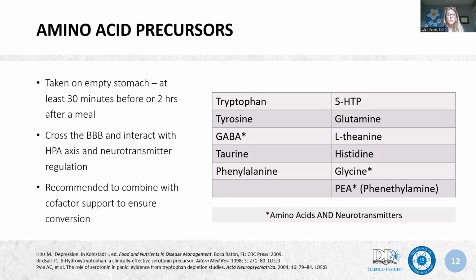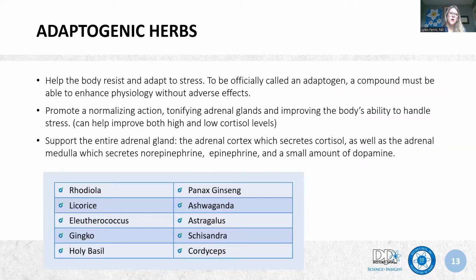Generally, these are best absorbed on an empty stomach. So I think of that as at least 30 minutes before or 2 hours after eating. Most peptides and amino acids can freely cross the blood-brain barrier, but whole neurotransmitters sometimes will not cross. So you can see here the ones with an asterisk are both amino acids and neurotransmitters. Generally, these will cross the blood-brain barrier. Sometimes they struggle, but there's certainly still treatment considerations.